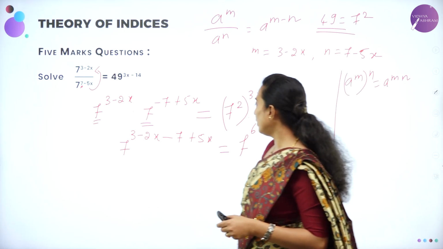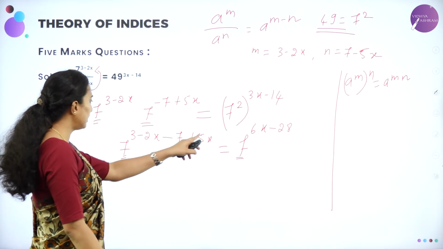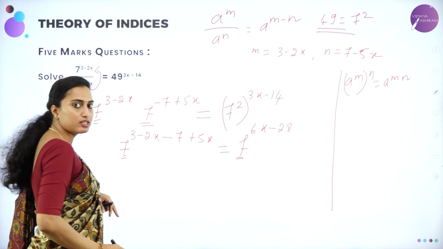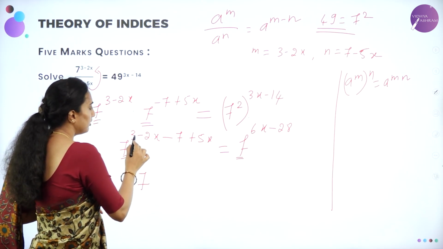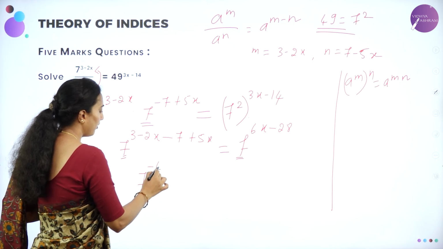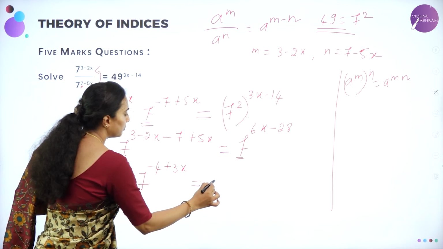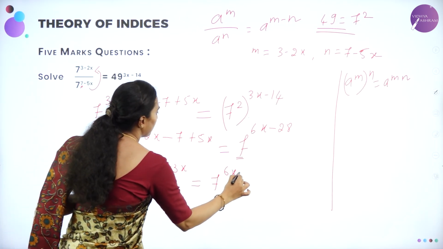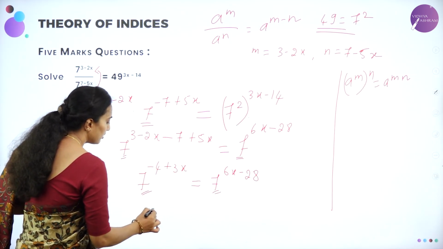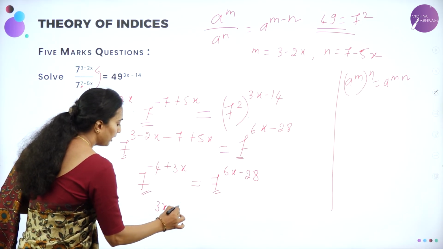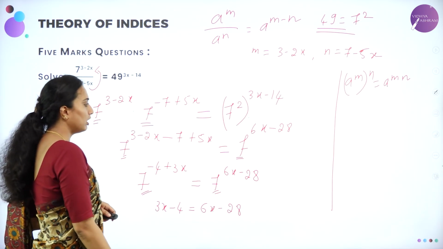Correct? Now see, the bases are the same, so I can equate the powers. First let us solve this power. 3 minus 7 is minus 4, and minus 2x plus 5x is plus 3x, so 7 power 3x minus 4 is equal to 7 to the power of 6x minus 28. Now the bases are the same, I can equate the powers. So you have 3x minus 4 is equal to 6x minus 28. Correct?